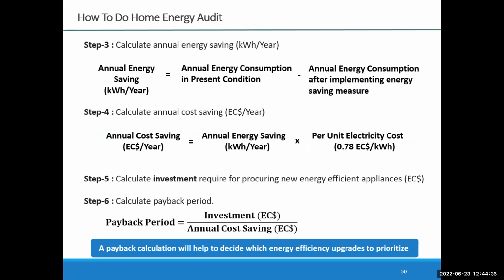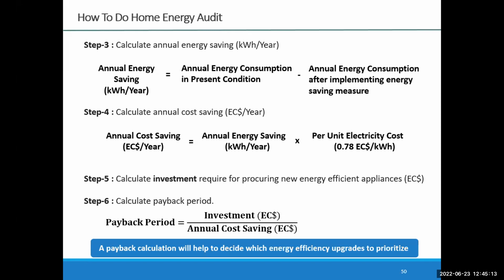So step 3. First thing is to calculate the annual energy savings, that is energy consumption with respect to the present operating condition of a particular appliance minus energy consumption after implementation of the energy saving measure. The difference gives the annual energy saved. And in step 4, we will be multiplying the annual energy saved with the electricity tariff cost.